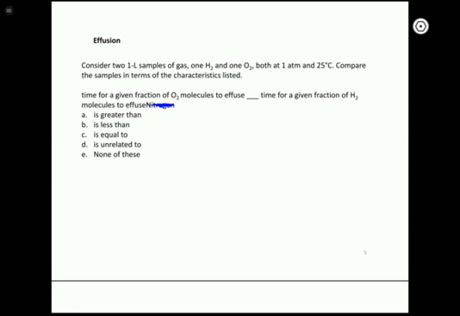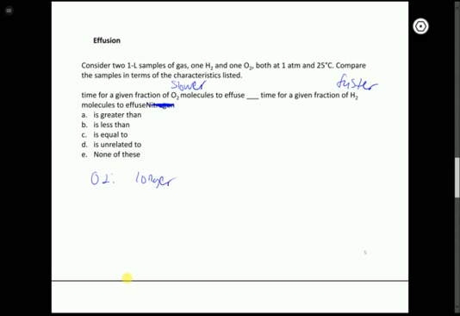That was what we were directly comparing in the last problem. So if it effuses faster, it's going to take a shorter amount of time, and the one that effuses slower is going to take a longer amount of time. So if we're doing effusion, O2 is going to be slower because it's a heavier gas than H2. And H2 is going to be faster, which means O2 is going to have the longer time. H2 is going to be the shorter time. Alright, so that's the concept.